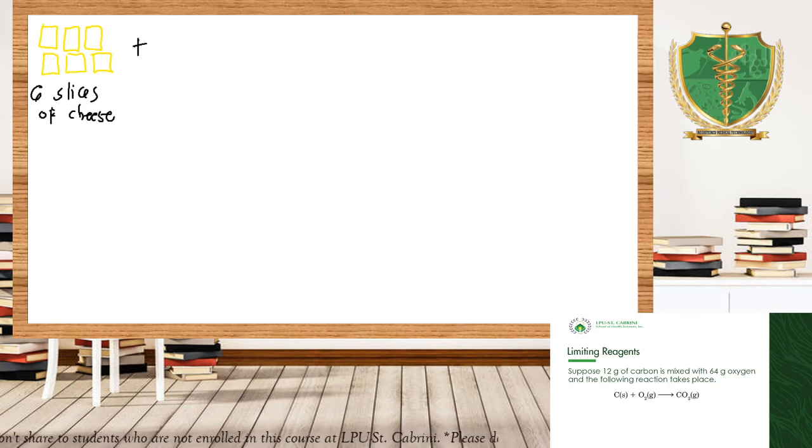Let's say for example you have 6 slices of cheese. Forgive me if I can't draw legibly because I don't have talent in drawing. And I have here 6 slices of cheese. Okay, and I have 8 pieces of tasty bread, or 8 slices of bread.